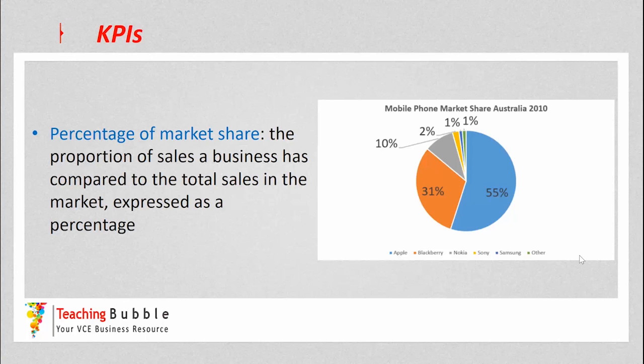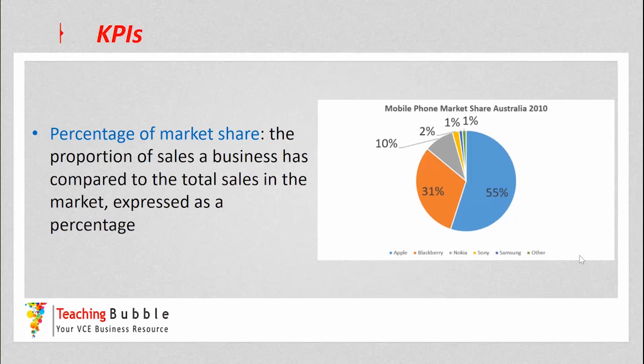The first one that is listed is market share, or percentage of market share, which is the proportion of sales a business has compared to the total sales in the market, and it's expressed as a percentage. It can be good to think about market share in terms of a pie chart. There's always 100% of sales in the market, and market share simply looks at what percentage or proportion a particular business has of all those sales. Or it can even be looked at in terms of a particular product that a business is selling.